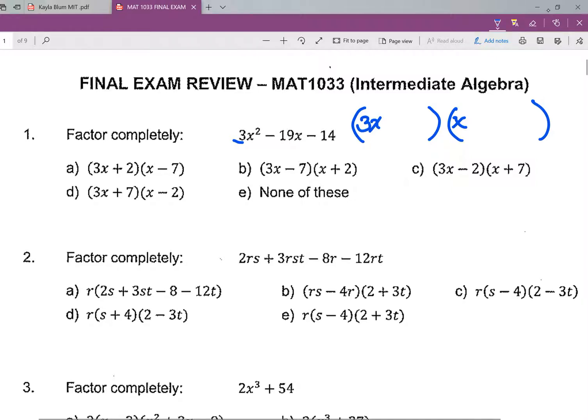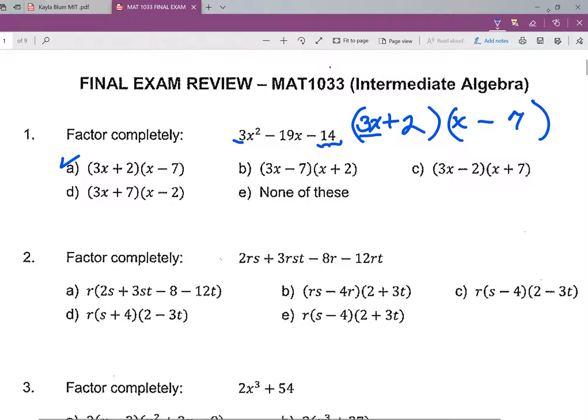So 3x times x gives you 3x squared. Now the question is, how can we obtain a product of negative 14, which means that one has to be a negative, one has to be a positive. So I'm going to go with the plus here and the negative here to start, and let's see if we get lucky. And now I'm thinking that if I put a 2 here and a 7 here, that this would work. If you notice, this looks like answer choice A. The question is, is it the correct answer?